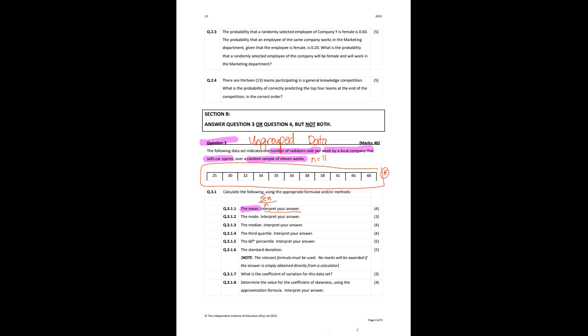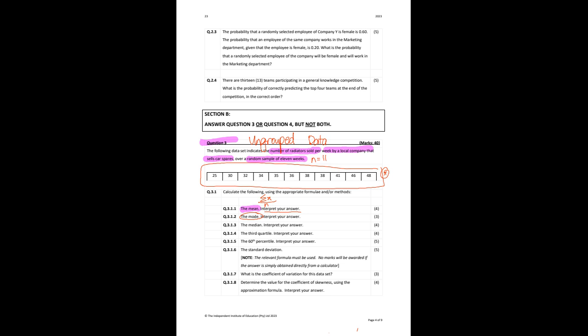Then the next one is your mode. Remember, your mode is looking at the most frequently occurring number in your data set. So all you have to do is identify the value that's occurring more than once, and you will interpret and say that the most common number of radiators sold, dot, dot, dot.